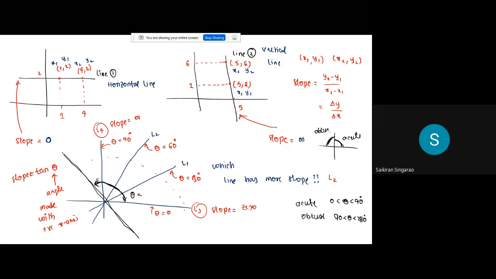So whenever I give theta equal to 120, what will be the slope of this line? Can anyone tell me? The slope will be equal to tan 120 degrees. So what is tan 120 degrees? Tell me, what is tan 120? Minus 1 by root 3, right?